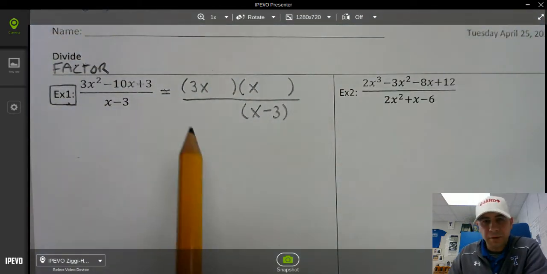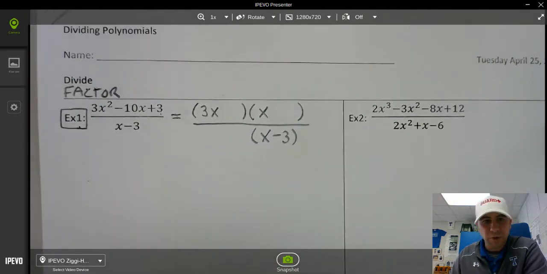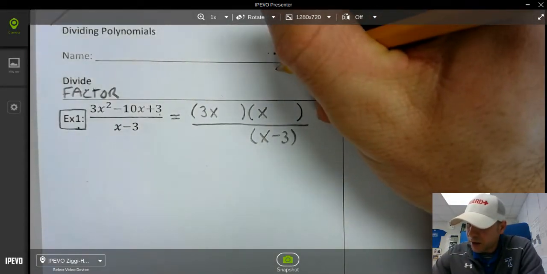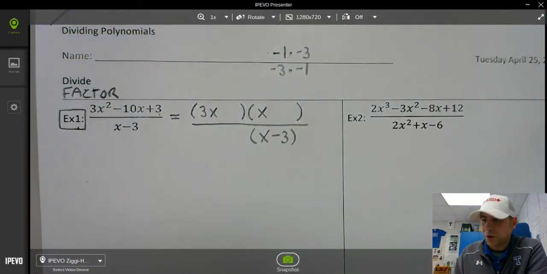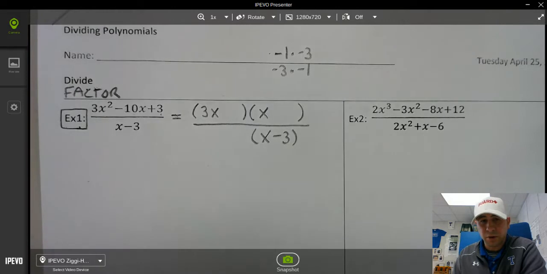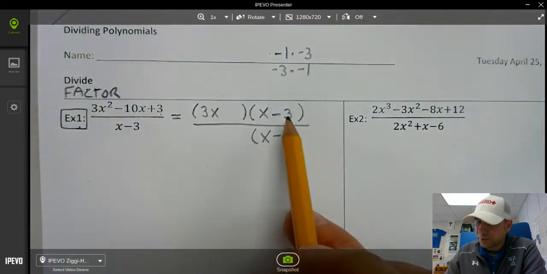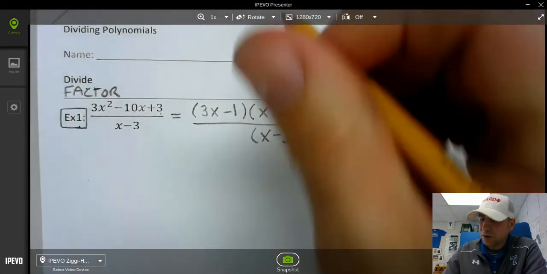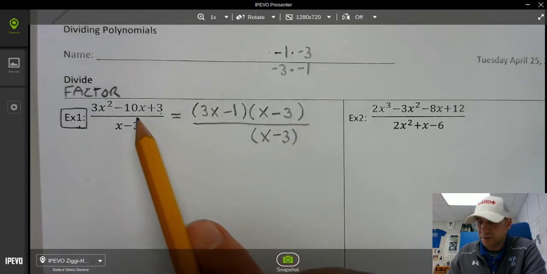All right, so what we then have to look at is what combinations make positive 3. Well, since the middle number is negative, we know that both of those numbers have to be negative. So we know that we have negative 1 times negative 3, and negative 2 doesn't work, and negative 3 times negative 1. So we know it's going to be negative 1 and negative 3. The question you have to think about is which one goes where. Well, I'm thinking the minus 3 is going to go here because 3 times negative 3 is negative 9. And then I'm going to put the negative 1 here because negative 1 times x is negative 1, so that's going to give us the negative 10.